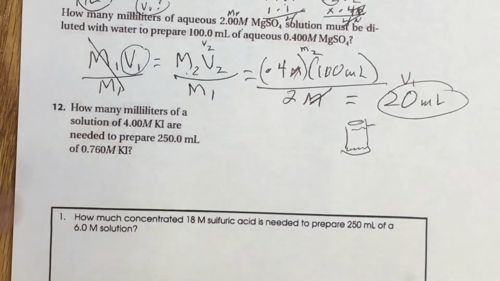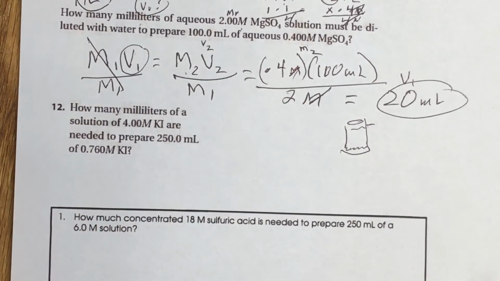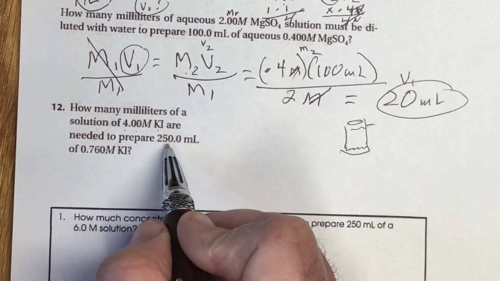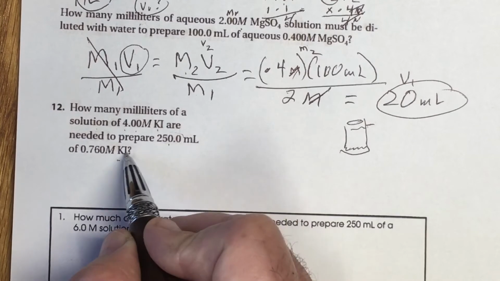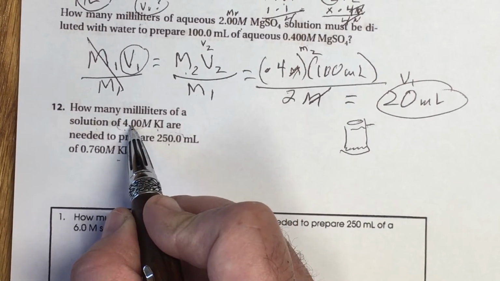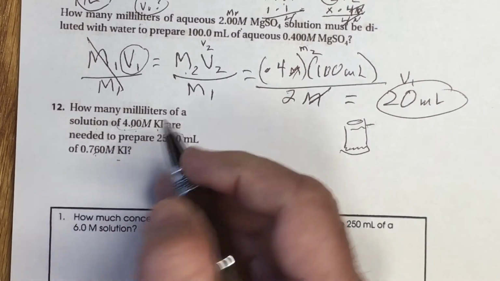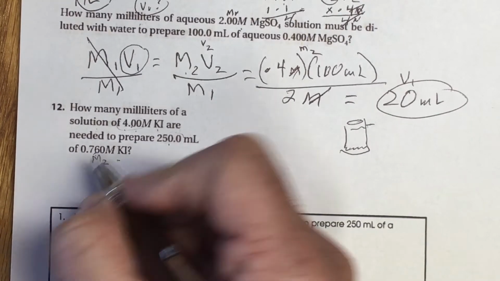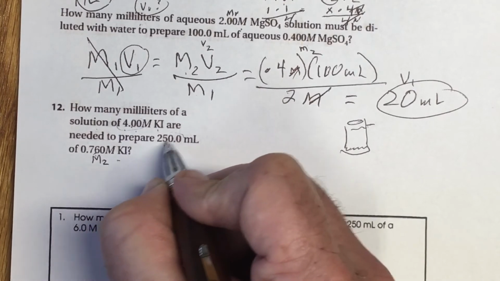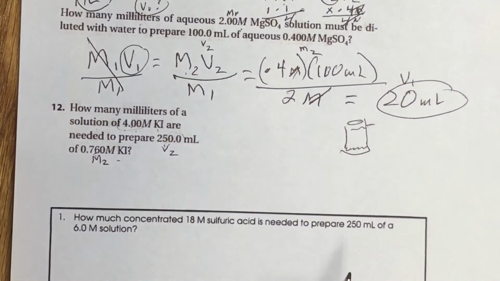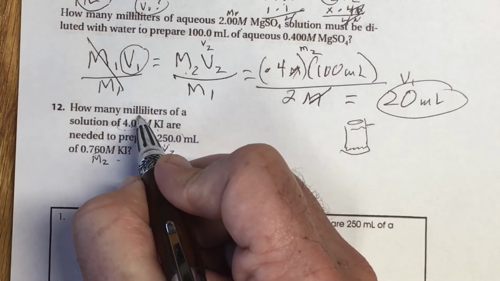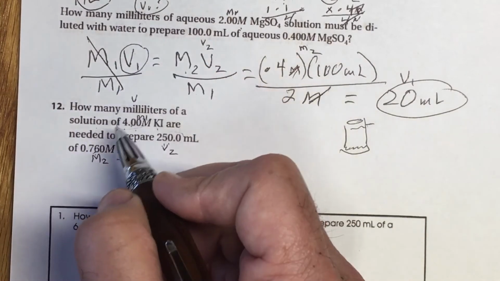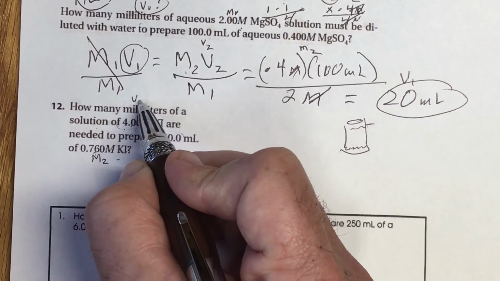For the second problem here, how many milliliters of a 0.4 solution of potassium iodide are needed to prepare this? So we're preparing this. This is our new stuff. See how we're starting more concentrated here, less concentrated there? The less concentration is always going to be our new one, molarity 2. This is going to be our volume because we want 250 milliliters of that. And that means this is molarity 1. How many milliliters? It's set up just like that problem, just different numbers. And that's going to be volume 1.